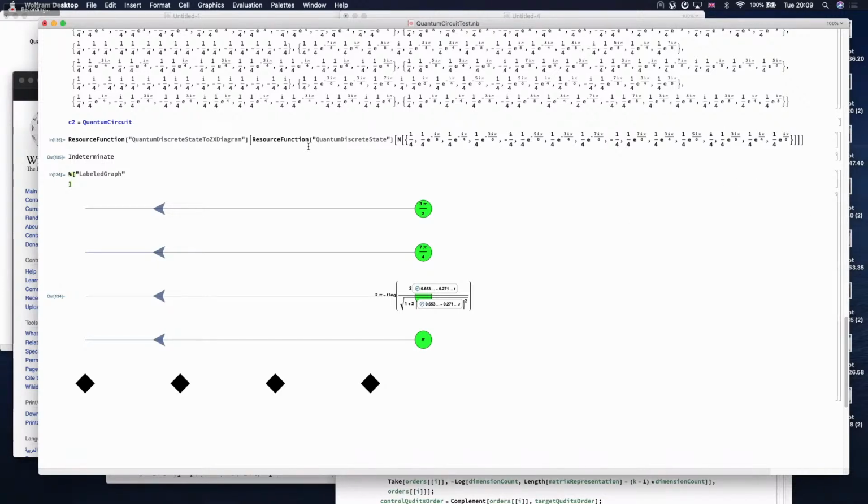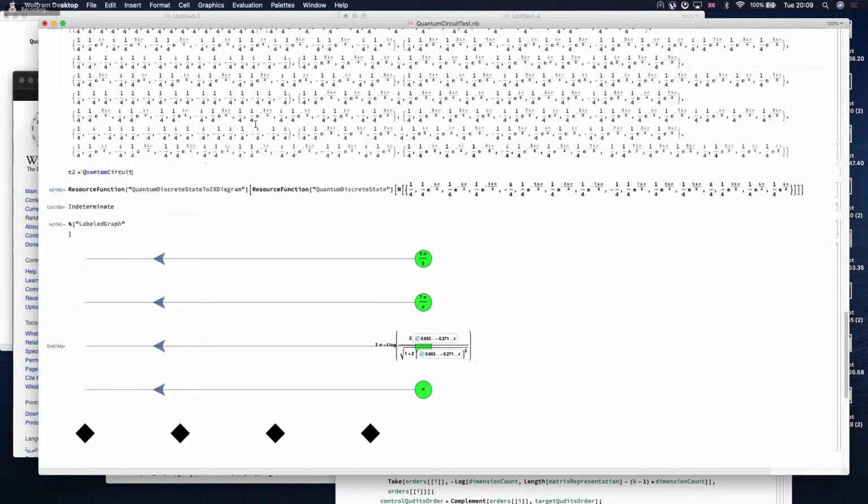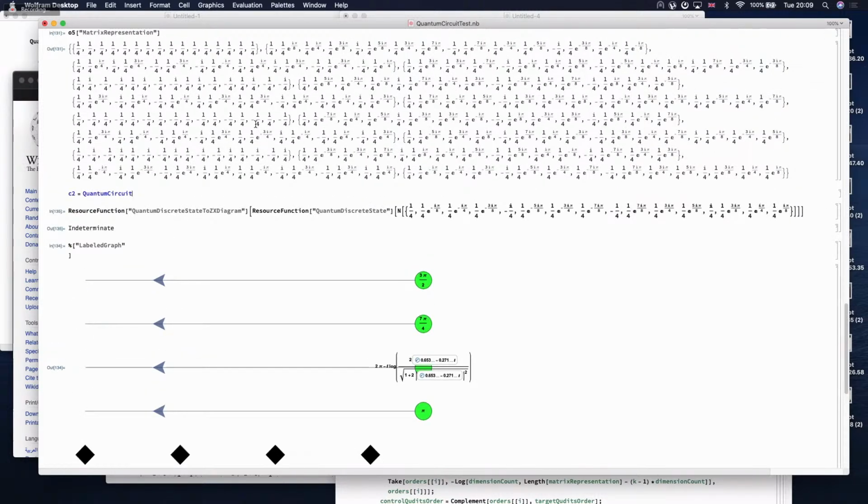Okay, but so walk through the ZX diagram. So the ZX diagram is essentially, given a matrix, there is a ZX diagram representation of that matrix.